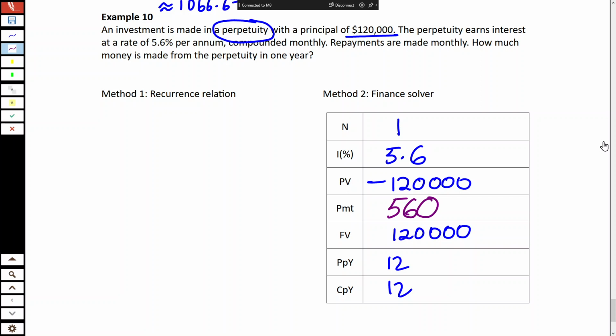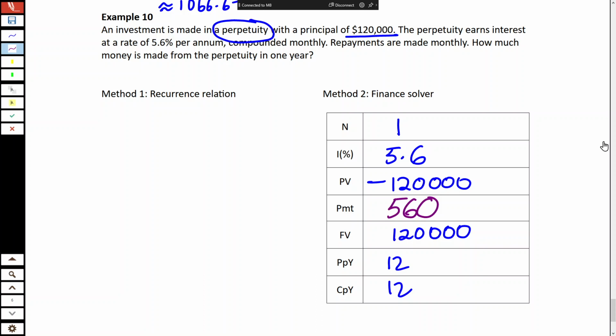Yes, Taylor? Great question. So if you put 12 in, you will actually get the same answer, 560. Try it. See, this is saying, if I want to set up a perpetuity for 1 month with compound interest at 5.6% per annum, the monthly payment I need is 560. If I increase the length of the perpetuity, the principal's still not going to change. So I'm going to get the same payments. But I will use this information to answer the question.